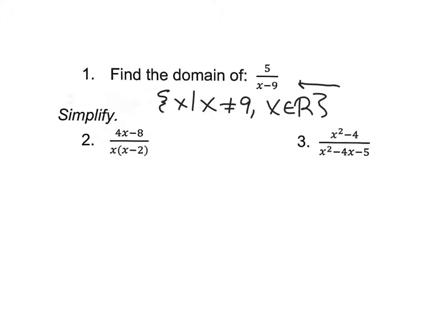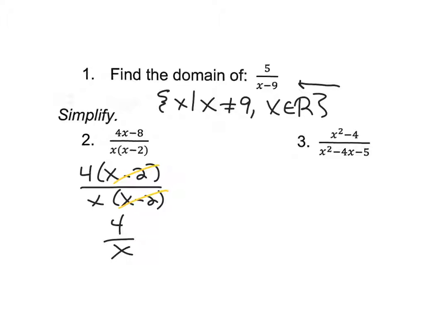2 and 3 say simplify, which means I'm just going to factor. I'm going to factor the numerator by taking out the GCF. The denominator on this one's already factored, which is nice. Once you factor, you can cancel factors that are alike, and whatever's left, that's your answer, just 4 over x.